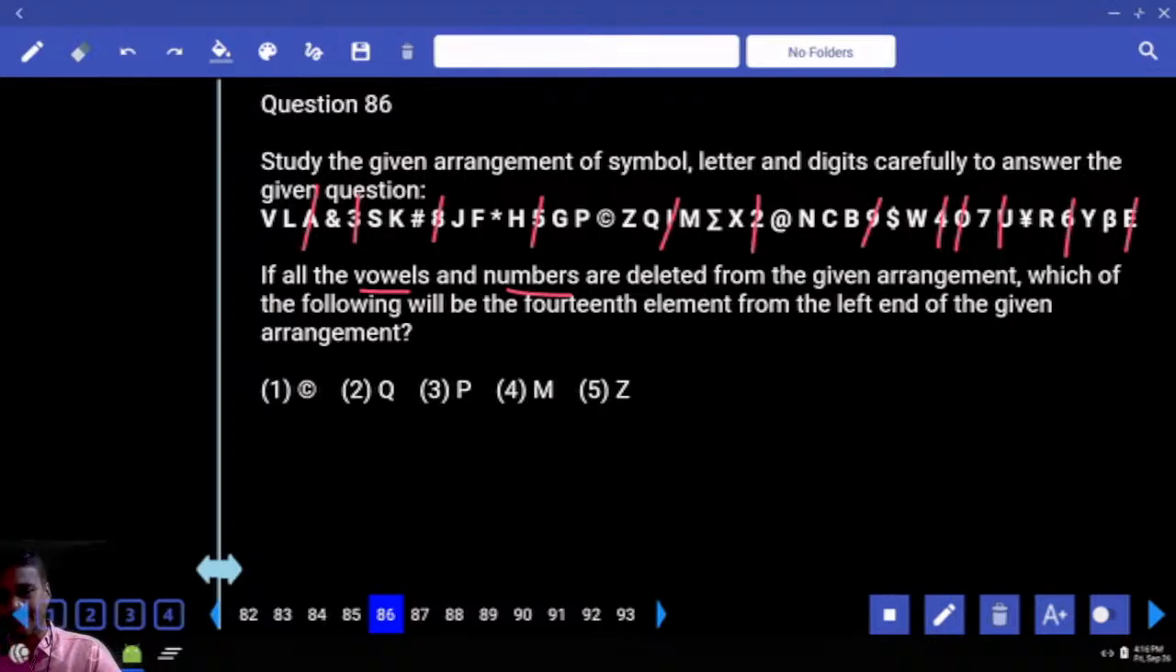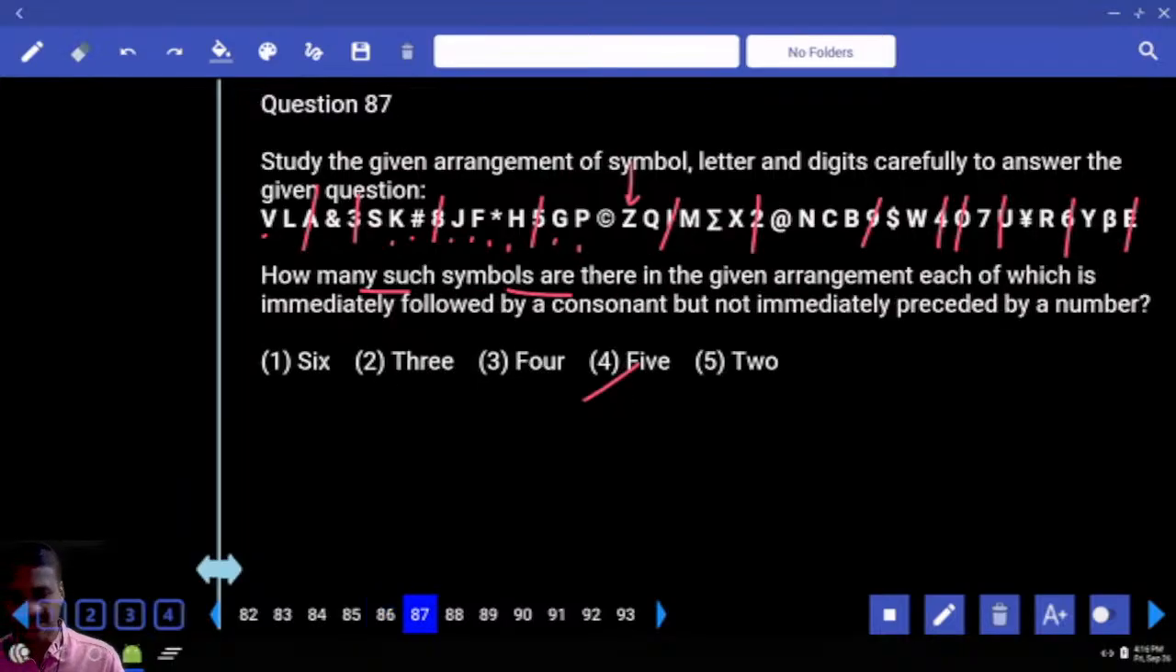Which of the following will be 14th from the left? 14th from the left. 1, 2, 3, 4, 5, 6, 7, 8, 9, 10, 11, 12, 13, 14. Z, that is choice 5. And 87.